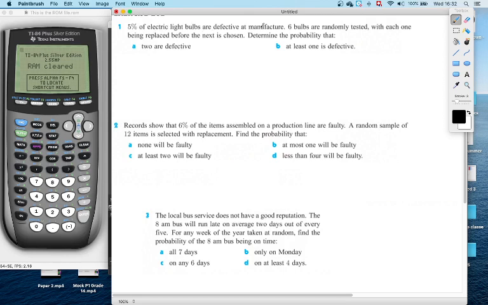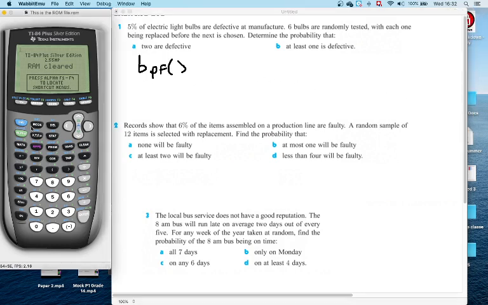5% of electric bulbs are defective at manufacturer. 6 bulbs are randomly tested, with each one being replaced before the next is chosen. Determine the probability that 2 are defective. So this is exactly 2. So when it's exactly, we want to use the binomial PDF function in a calculator, okay? So if we have this, we can go second function, distribution, and you can scroll down to binomial PDF. Here we go. So that's the exact amount.